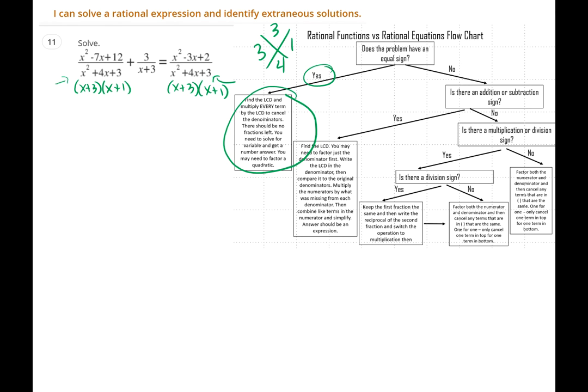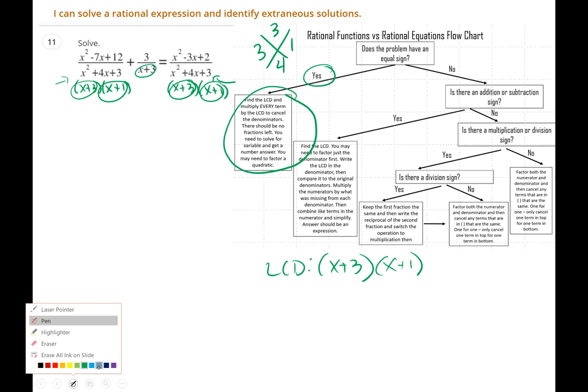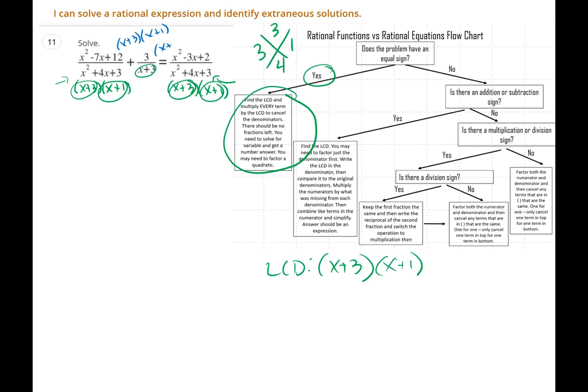All right, so I would circle what matches. So I get to write down 1 x plus 3 for my LCD. I'm just going to write it down here. x plus 3. And then I would circle the x plus 1, so I get to write down 1 x plus 1. And that took care of everything. So we are now going to multiply everything by x plus 3 times x plus 1.